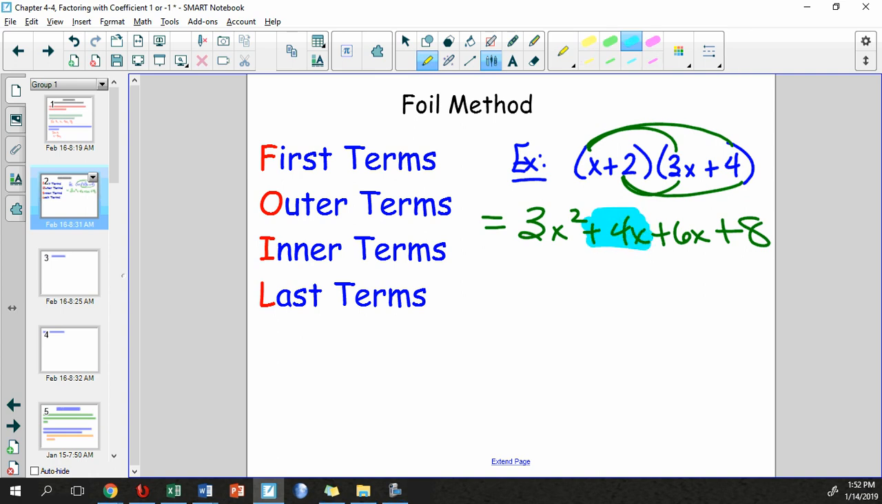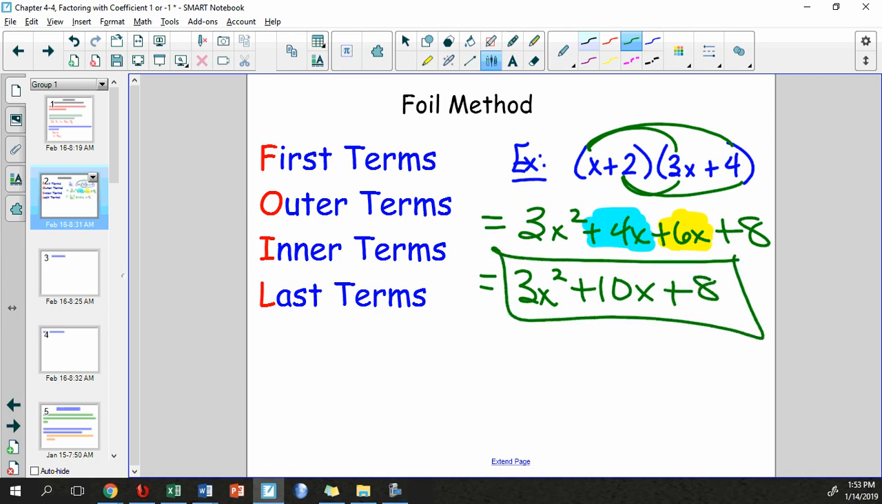Now, I would like you to notice that I have a plus 4x and a plus 6x. We call those 2 terms like terms because they have exactly the same variable with exactly the same exponent. And what we're going to do, because they have the same sign in front of it, plus 4 and plus 6, we are going to add them together. And if we add them together, what does that give me? 3x squared plus 10x plus 8. This is our solution when we FOIL.